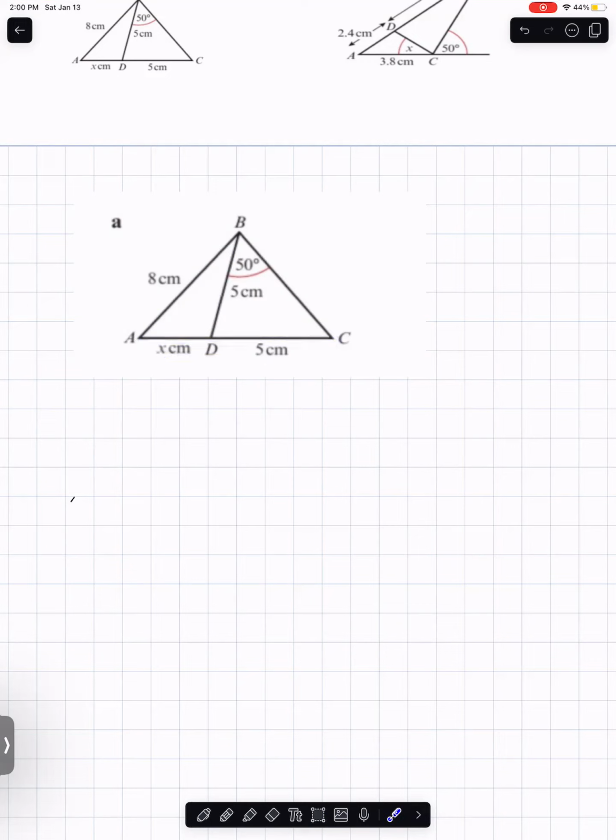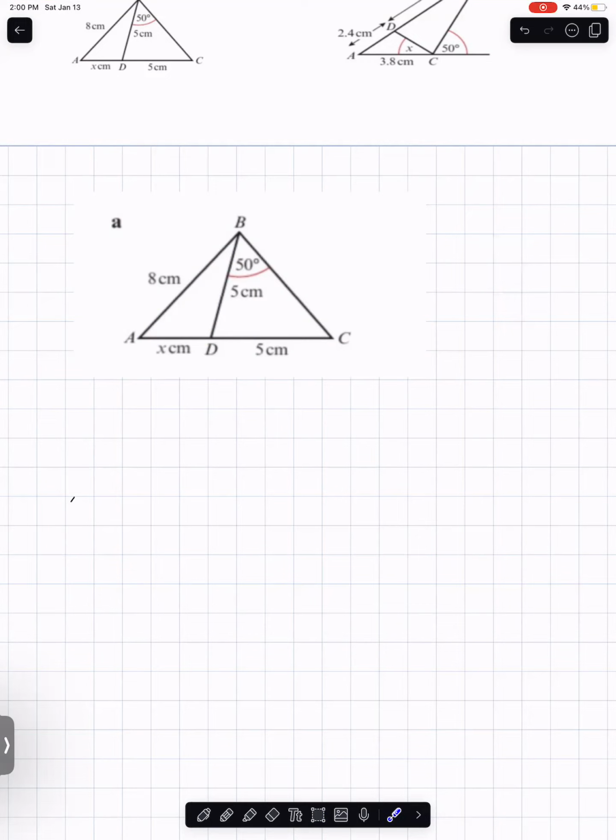So what do we use here? This is a non-right angle triangle. So we can apply the sine rule to this because it is not a right angle triangle.